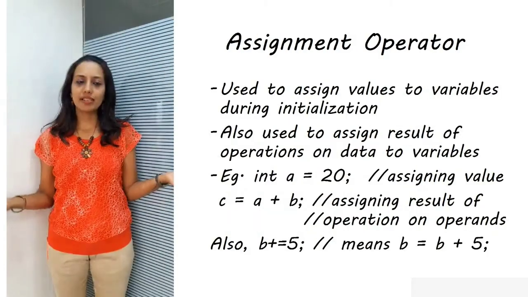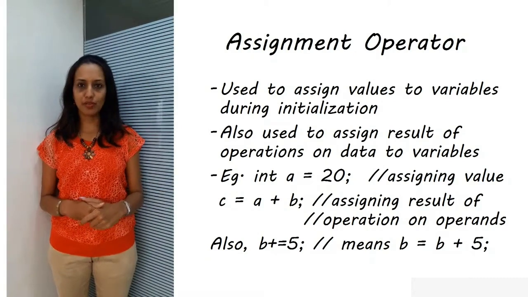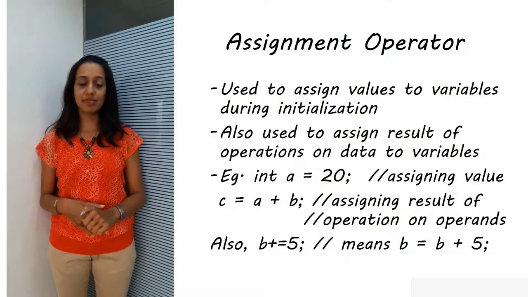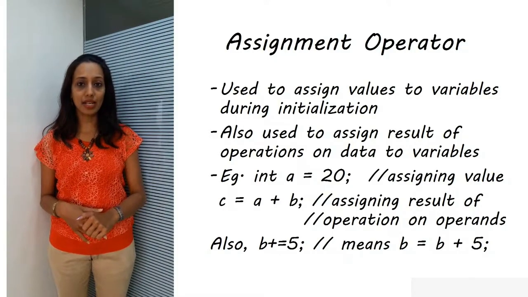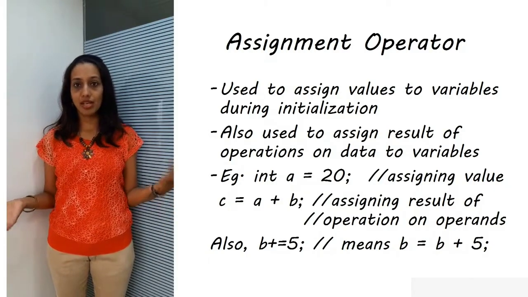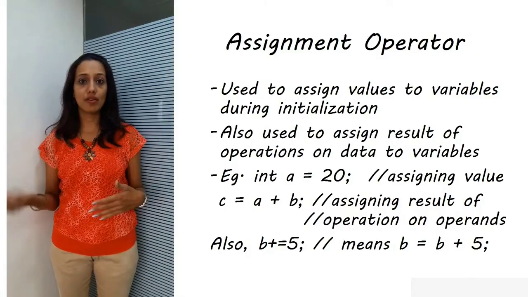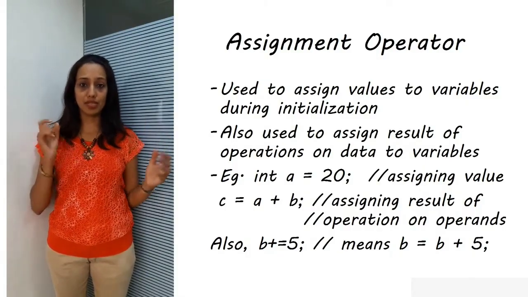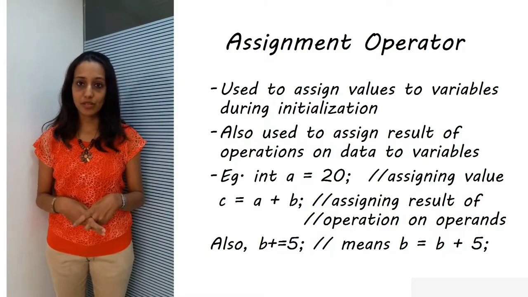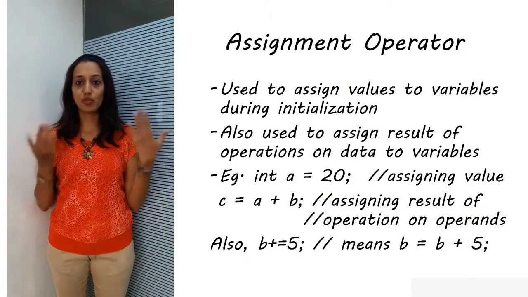So let's begin with the most basic operator, and that is the assignment operator, which is depicted as the equal to sign. Now this operator is basically used for assigning values to variables. That can be done during declaration and assignment. For example, when you're initializing the variables, during declaration or after declaration, you can assign values by using the equal to or the assignment operator. Also, you can use this operator to assign the result of some operation, some calculation, to a variable.